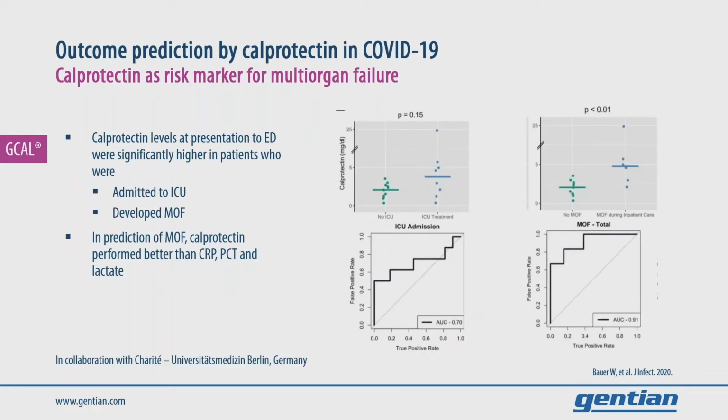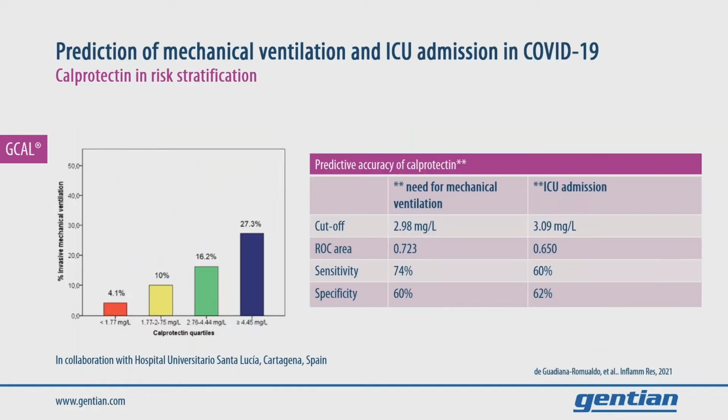So calprotectin has predictive capacity, identifying patients at risk higher the tier in regards to ICU admission and multi-organ failure. Finally, calprotectin levels are also closely connected to the need of mechanical ventilation, showing increasing calprotectin levels in patients in need of mechanical ventilation. These results obtained with the Gentian GCAL assay defined a cutoff of 2.98 mg per liter for the prediction of need for mechanical ventilation and 3.09 mg per liter for the need of ICU admission.